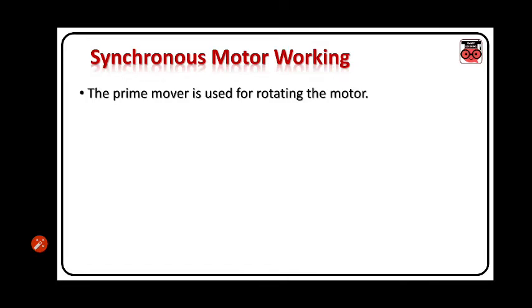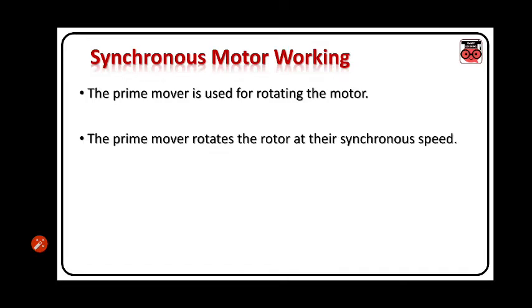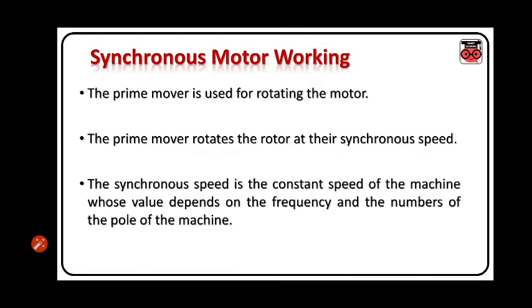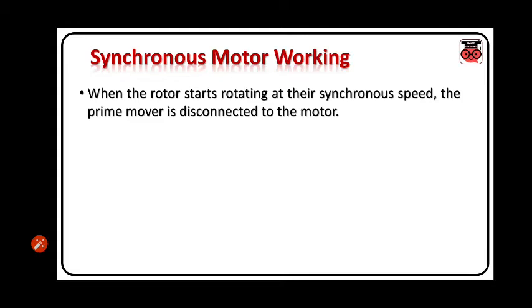The prime mover is used for rotating the motor. The prime mover rotates the rotor at its synchronous speed. The synchronous speed is the constant speed of the machine whose value depends on the frequency and the number of poles of the machine.